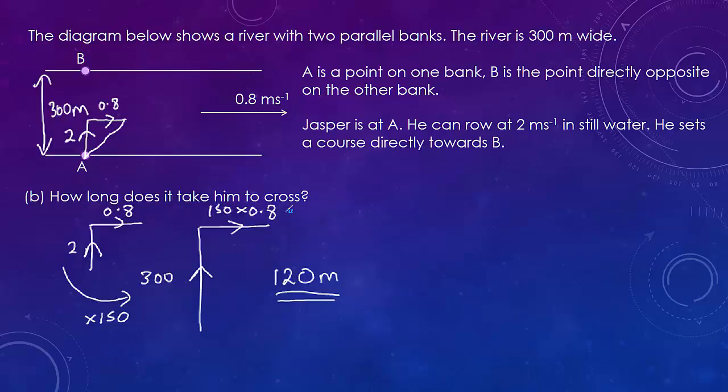Now I've left all the working from the previous part here. How long does it take him to cross? Well, he's doing this every single second. So every 1 second he does 2 across and 0.8 this way. And we know from the similar triangles that he just has to do that 150 times. So it's going to take him 150 seconds, or if you like, 2 minutes and 30 seconds.